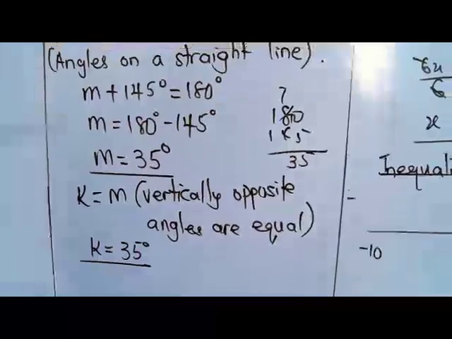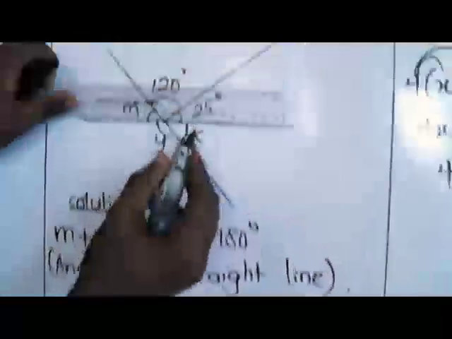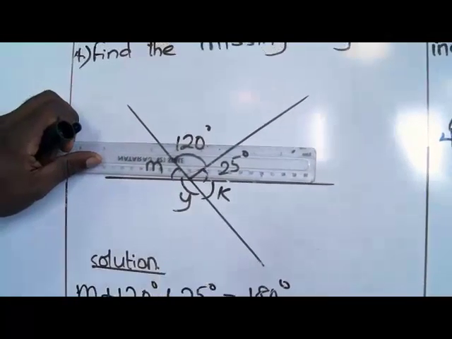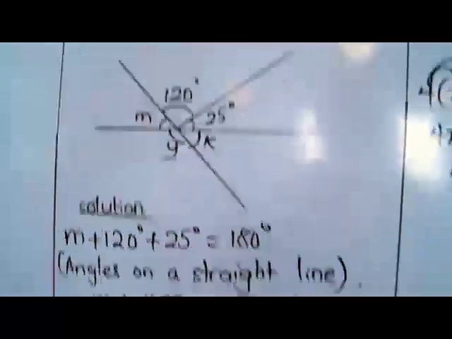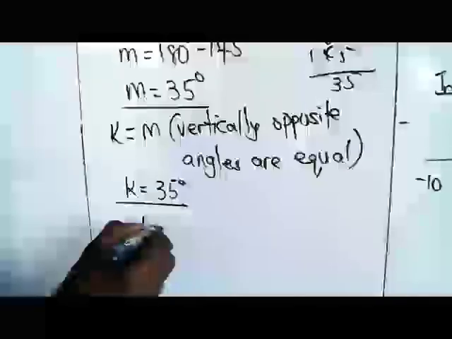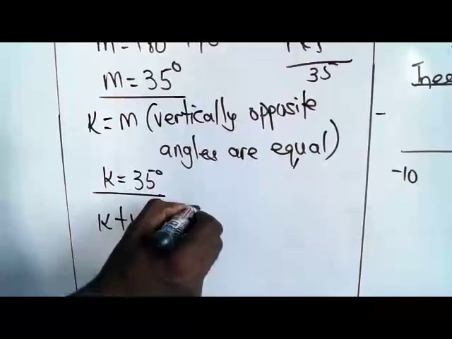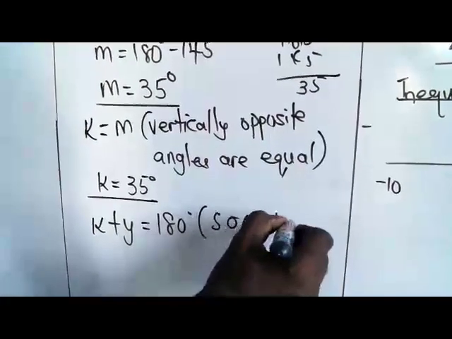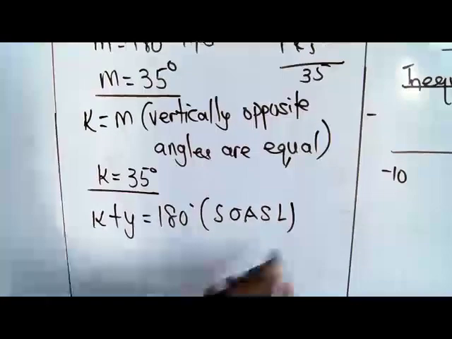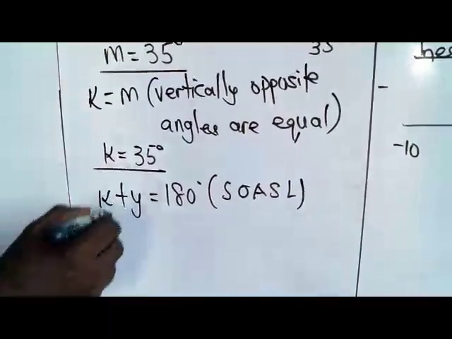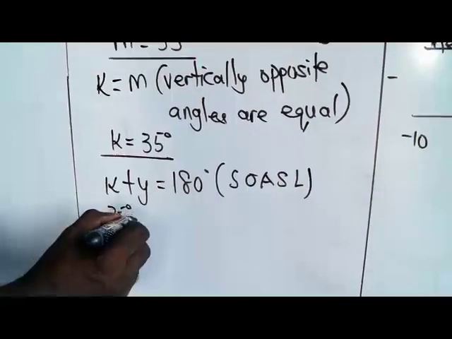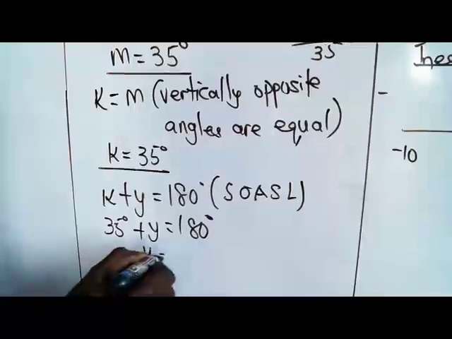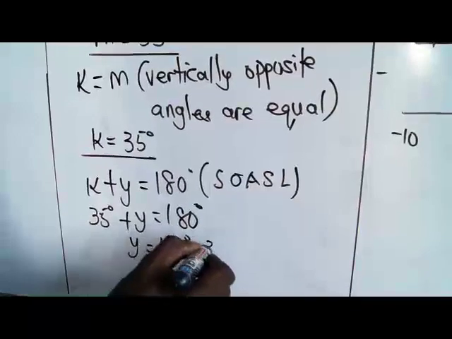Now, so if K is 35 degrees, if you take a look at this, I can say that K and Y are on a straight line. Looking at it upside down, they are on a straight line. So I'm going to use the property of straight line again here. So K plus Y equals 180 degrees, the sum of angles on a straight line. I'm just trying to write it this way to save space. Now remember our K is 35. So 35 degrees plus Y will give us 180 degrees. So Y gives us 180 degrees minus 35 degrees.